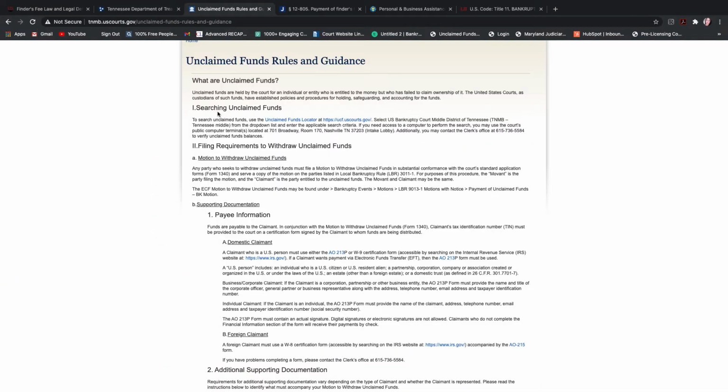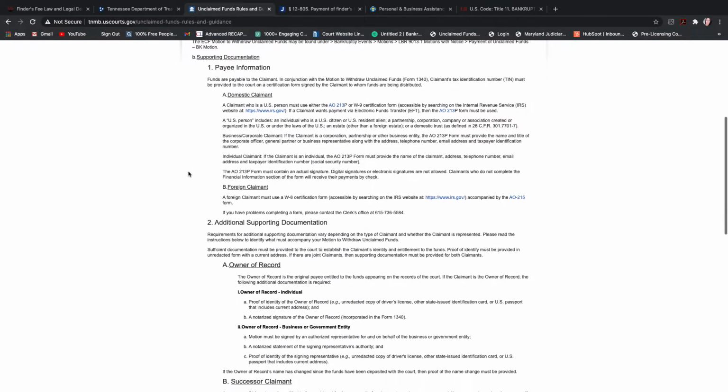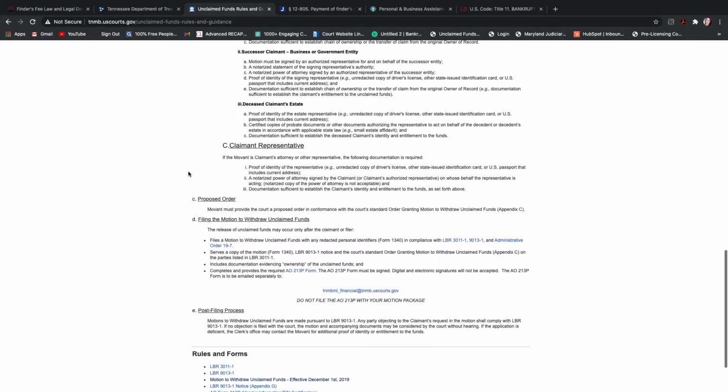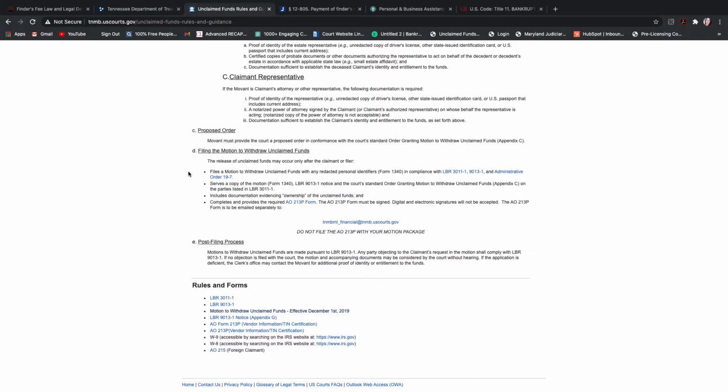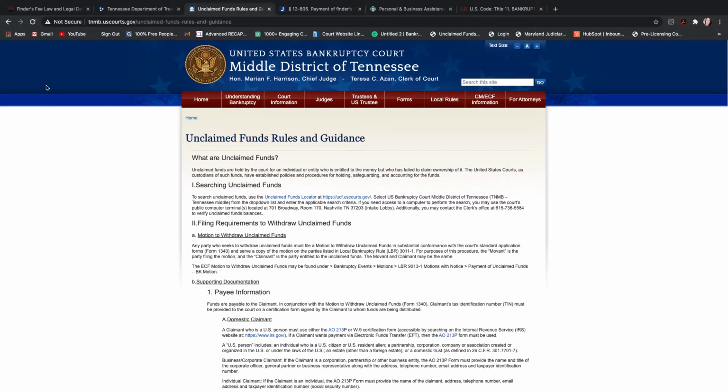However, when we go to the U.S. Bankruptcy Court in the Middle District of Tennessee, you don't see that language in here. Doesn't mean that it doesn't exist. It just exists only on a state level. And that is what is most important. It exists when you have to go to court.